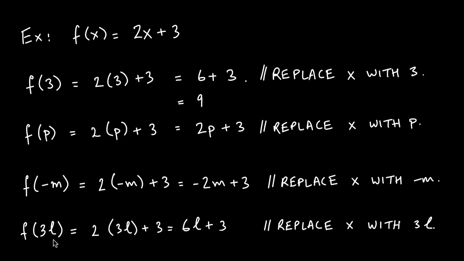And finally, I just wanted to give you another example here, a little more variety. f of 3l gets solved the same exact way. Instead of the x here, you replace the x with 3l. So 2 times 3l plus 3 gives us 6l plus 3. And that's it. That's our answer.